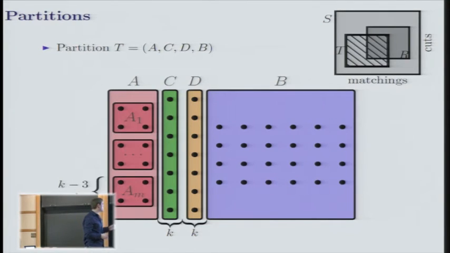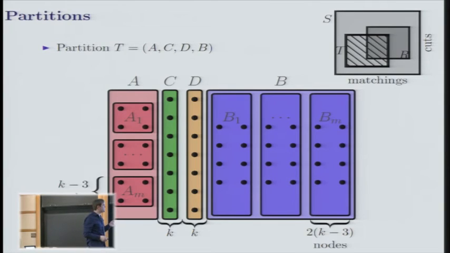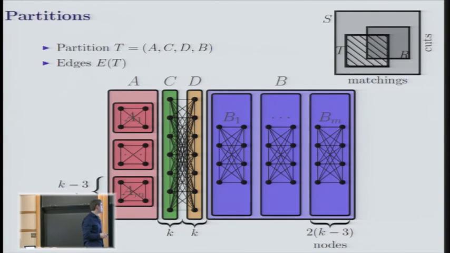The nodes in A are partitioned into blocks that have a very particular size. And also B is partitioned into blocks, also having some particular size. Now we're not looking at all the edges in the complete graph. We're only looking at those edges that are running inside the blocks, or that are running between these middle parts C and D, or inside C or inside D.